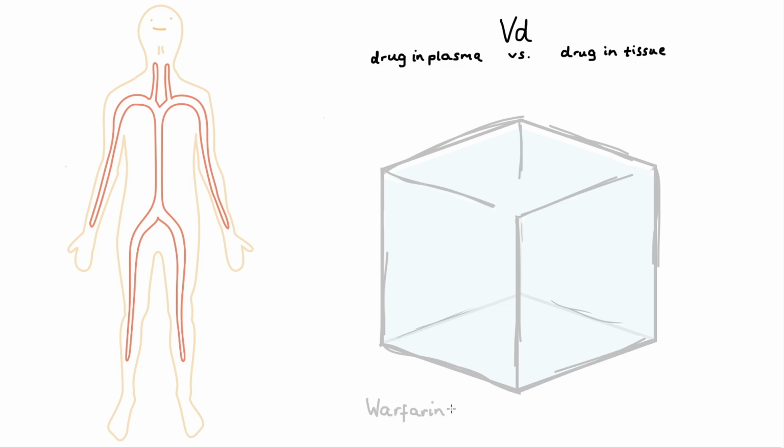Warfarin is an example of a drug with a low VD, only 8 litres. Warfarin loves attaching to proteins in the blood plasma and thus doesn't move out of the blood vessels and into the tissue around. So you'd only need 8 litres of water in this box to allow for the same concentration in here as in the plasma if you gave someone, say, 10 milligrams of warfarin.